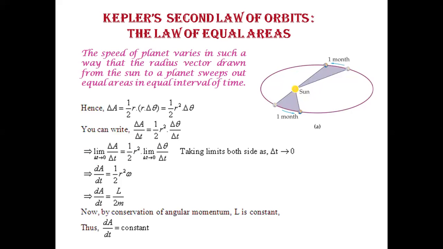Now we take a small interval of time: dA/dt is equal to half r square d theta/dt. Taking the limit, we derive dA/dt is equal to half r square omega. So dA/dt is equal to L by 2m, where L is angular momentum. By conservation of angular momentum, L is constant, so dA/dt is constant, and so the areal rate is constant.